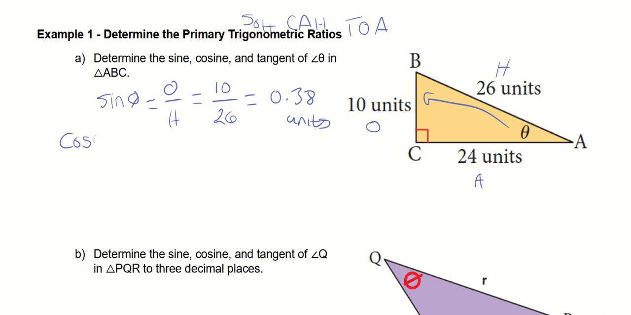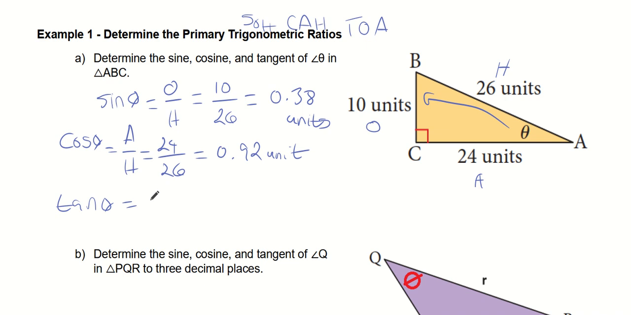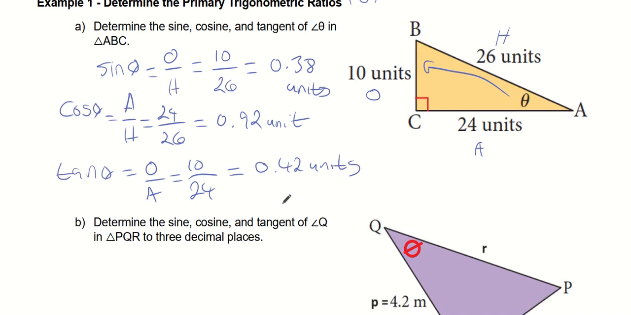I'm going to give myself a little bit of space. I'm going to do cos of the angle. Cos is adjacent over hypotenuse, which is the same thing as saying 24 over 26. If you drop that in the calculator, we should get 0.92. And lastly, tan of the angle is opposite over adjacent, which in this case is 10 over 24. If you drop that in the calculator, you get 0.42. Okay, good. Easy enough. Next question.